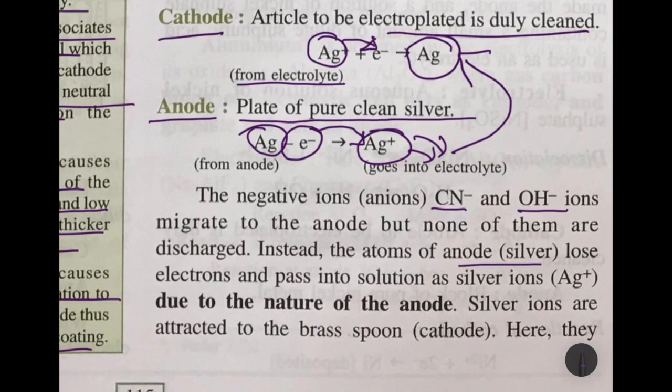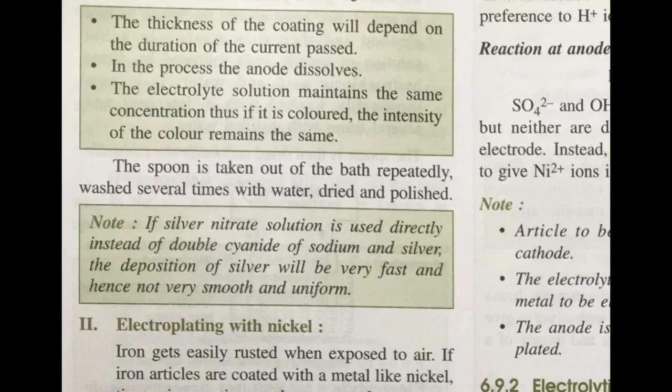So the atoms of the anode, that is silver, lose electrons more easily, and pass into the solution as silver ions due to the nature of the anode, because it is active. So silver ions are attracted to the brass spoon, which is the cathode, and here they are evenly deposited, and the brass spoon will very soon turn into a silver spoon. So as I've already told you, how thick the coating will be on the brass spoon depends on the duration of the current pass. That means how long you have passed the current.